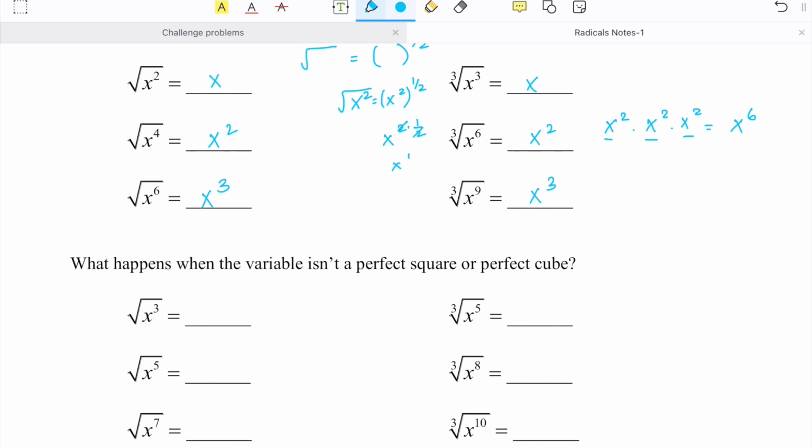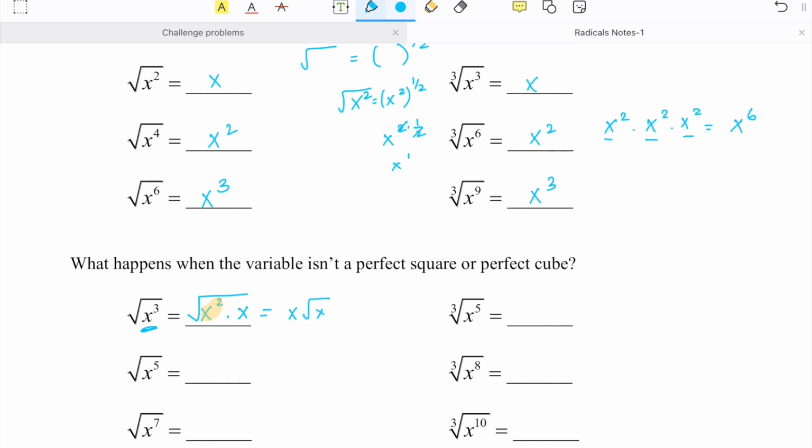This is the question we're working on. Can we convert it into a mixed radical? You could do x squared times x. x squared times x can be written as x cubed, right? Now this is a perfect square, so we'll take it out, and it'll be x square root x.